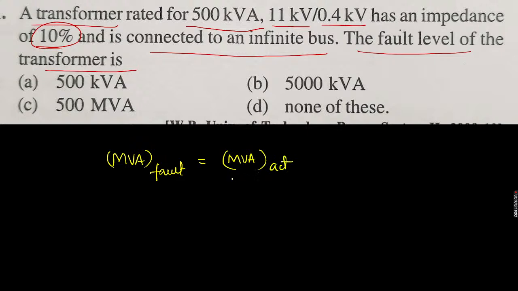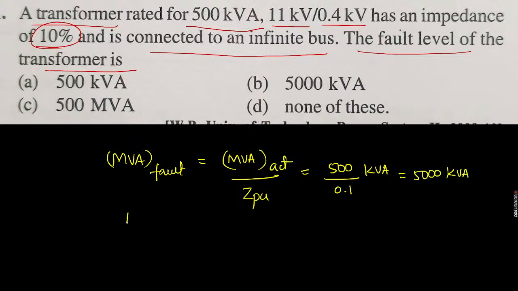Just as we did for current, here also we have to substitute the per unit value, right? So what will you obtain? Actual MVA is given as 500 kVA divided by per unit impedance 0.1, so it will become 5000 kVA.